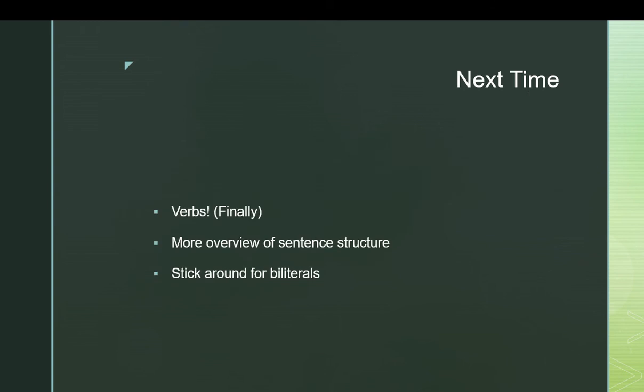After this, we will finally get to our verbs. We'll get more practice on sentence structure and that kind of thing. I recommend now you're probably good to start looking at some examples in Hoch. Some of them will have verbs. You won't be able to do them, but you can do all the nonverbal ones. You'll start being able to do the verbs after the next video. And again, if you're following along the whole biliteral thing, stick around and we'll be doing those next.